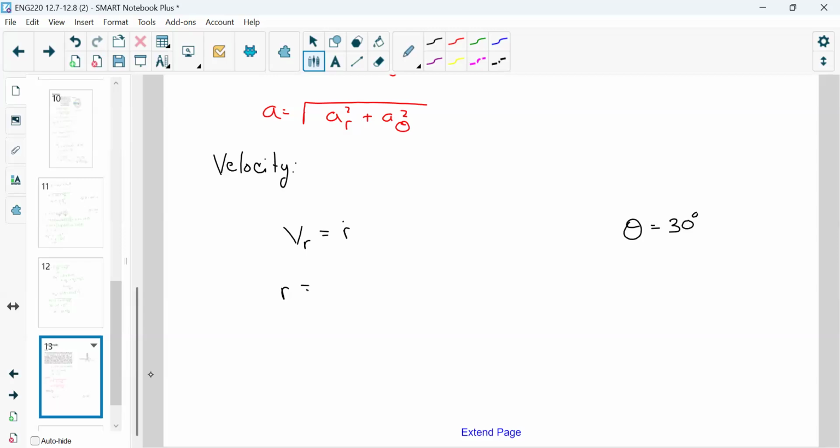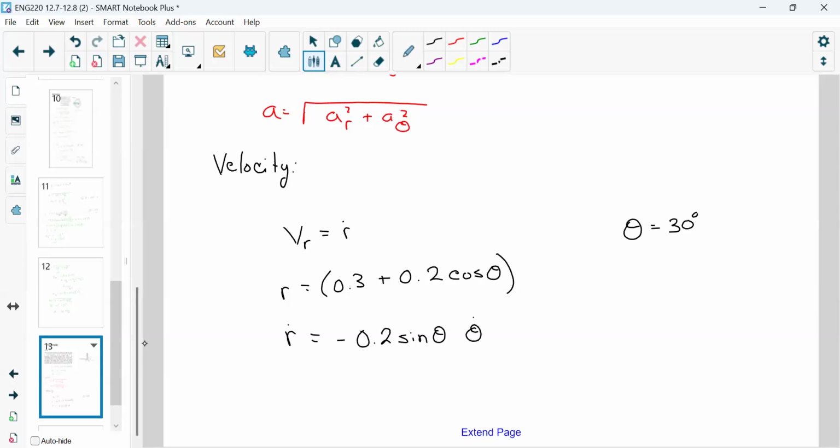r is then given to us as 0.3 plus 0.2 cosine of theta. So r dot, remember we're taking the derivative with respect to time, 0.3 is going to disappear for me. We're going to get negative 0.2 sine of theta, theta dot. All right, had to use chain rule on that.